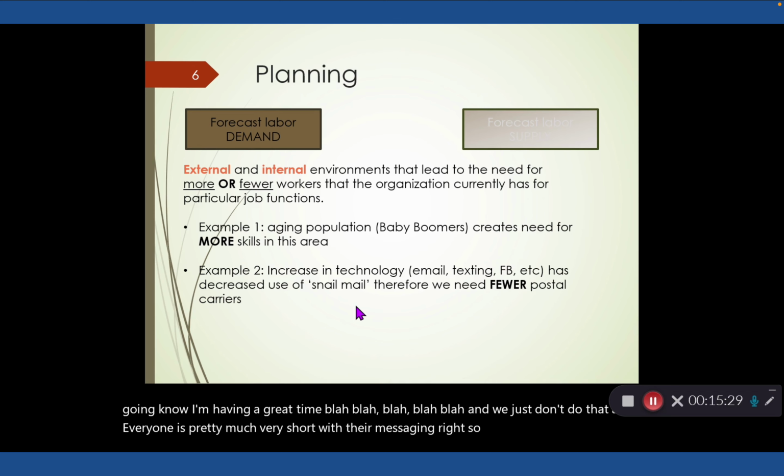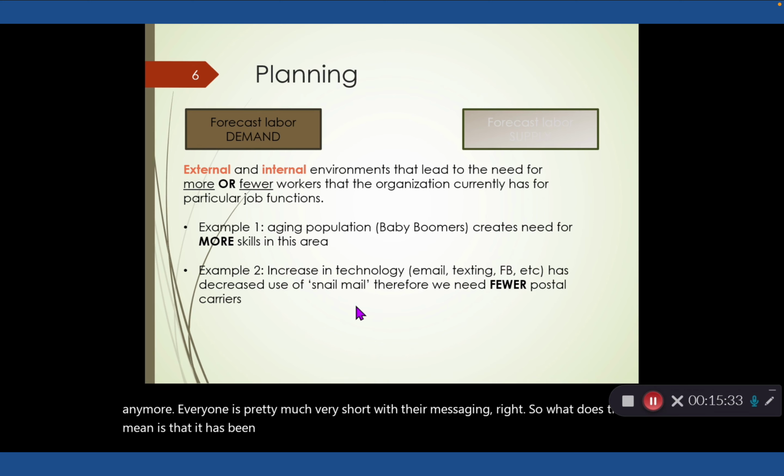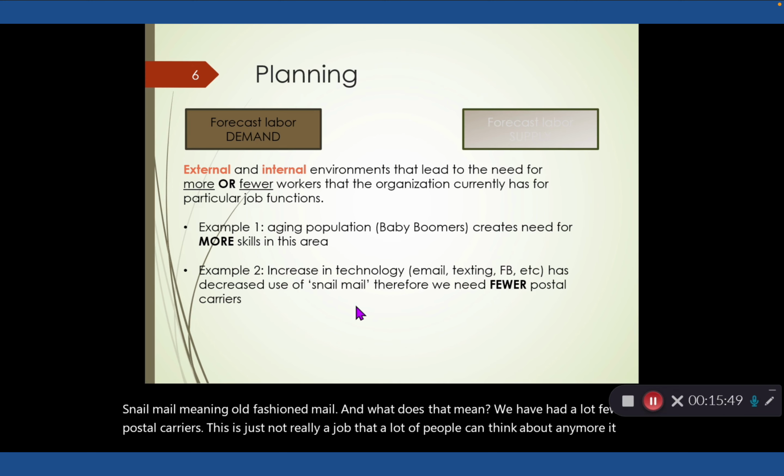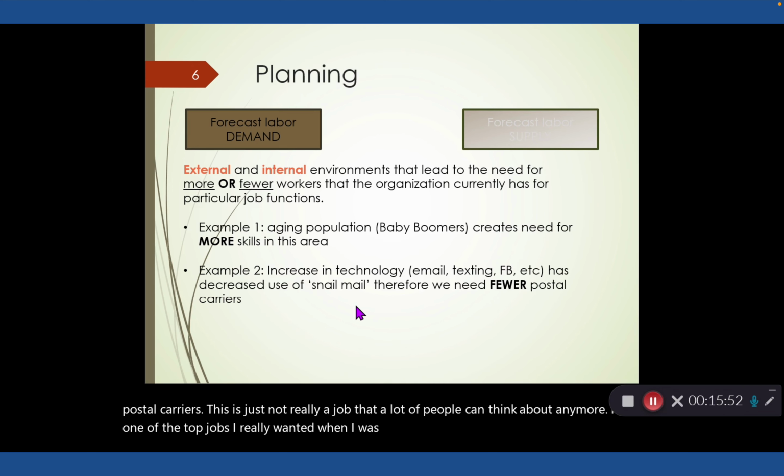So what does this all mean? It means there has been a significant decrease in snail mail, meaning old-fashioned mail. And what does that mean? We have had a lot fewer postal carriers. This is just not really a job that a lot of people can think about anymore. It was one of the top jobs I really wanted when I was little. I have an aunt who was a postal carrier, and I honestly thought that would be the coolest job in the whole wide world.